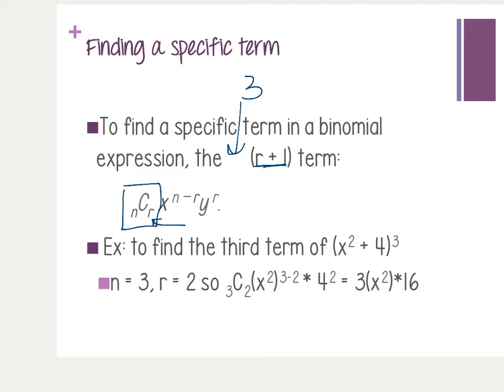So if I'm looking for the 11th term, what is my r? 10. Does that make sense? It's always 1 less. The n is always still the exponent that's on your expanded, or on your initial question.